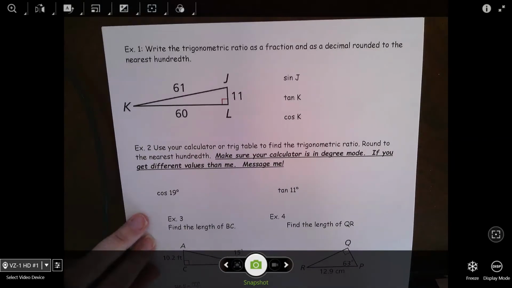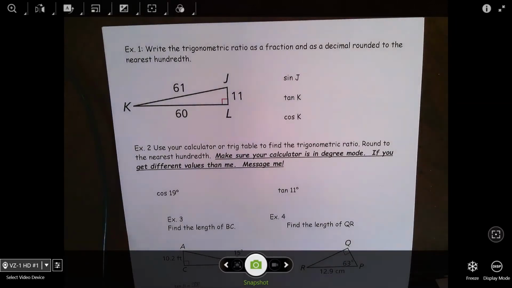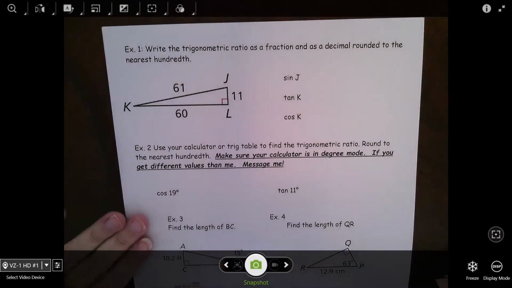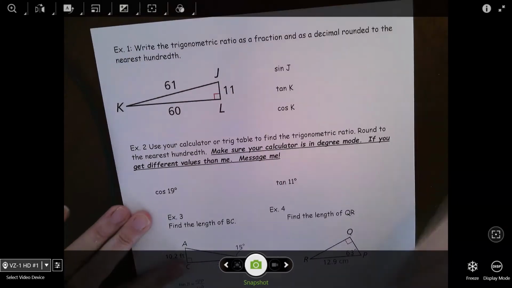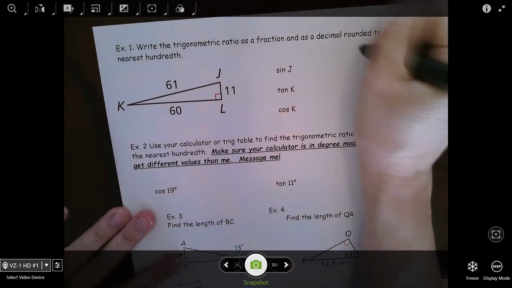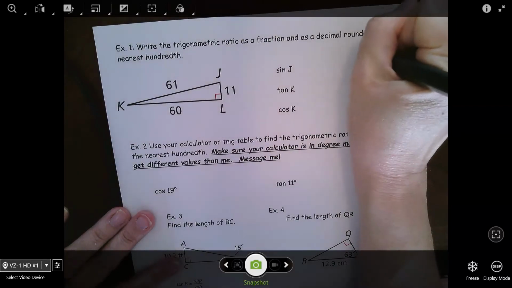So now we're going to take some time and we're going to be practicing writing the ratios. It says write the trigonometric ratios as a fraction and then as a decimal. So what I'm going to do over to the side, I'm going to write out that SOHCAHTOA.